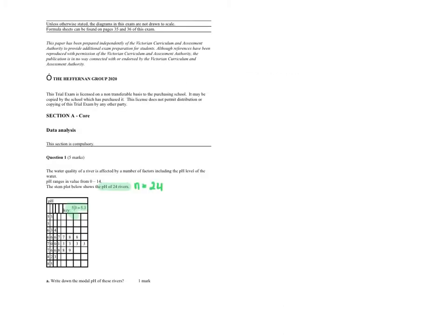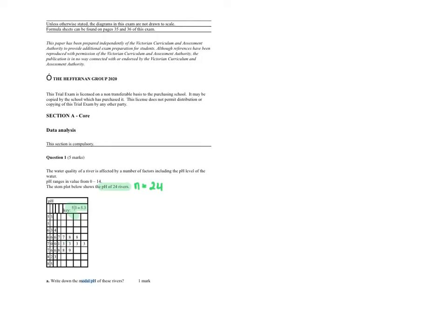Okay, in the first question, it says the water quality of a river is affected by a number of factors, including pH level of the water. pH ranges from 0 to 14. The stem and leaf plot below shows the pH of 24 rivers. So I'm just noting that there's 24 numbers there. And now it says write down the modal pH of these rivers.